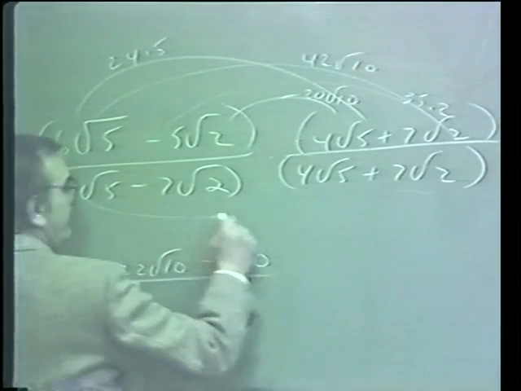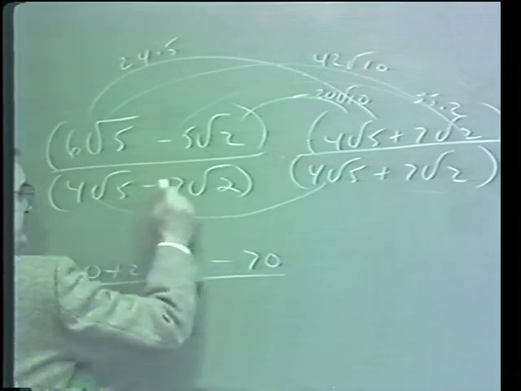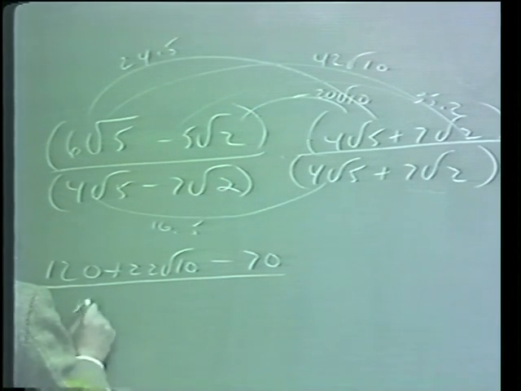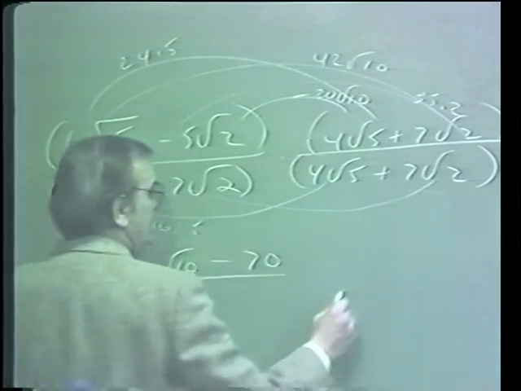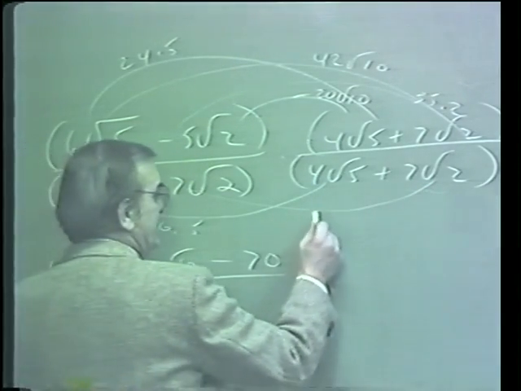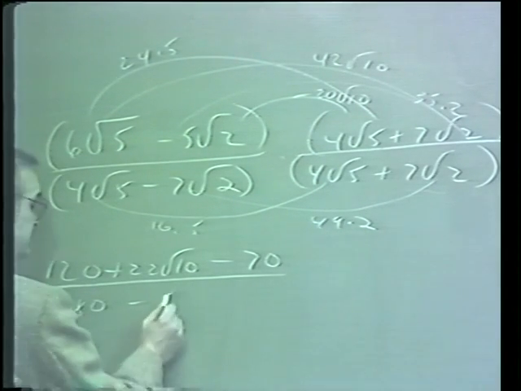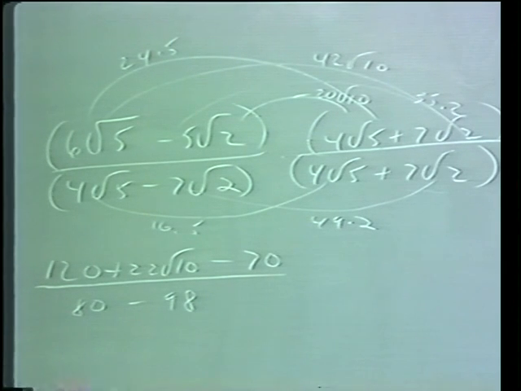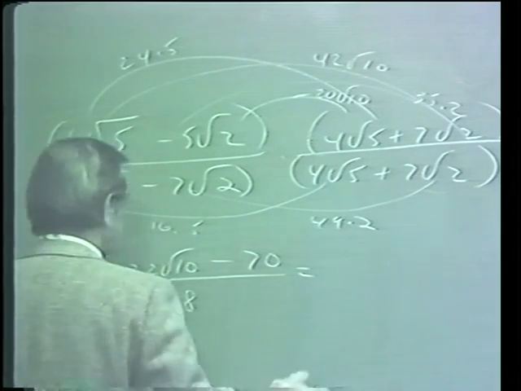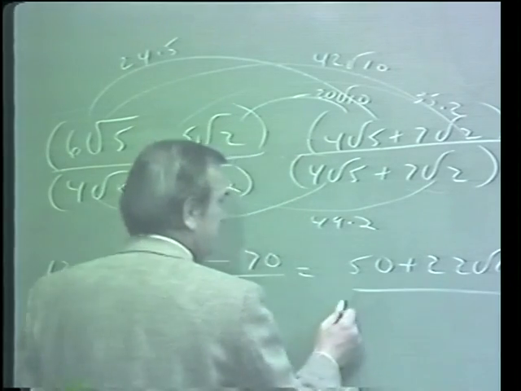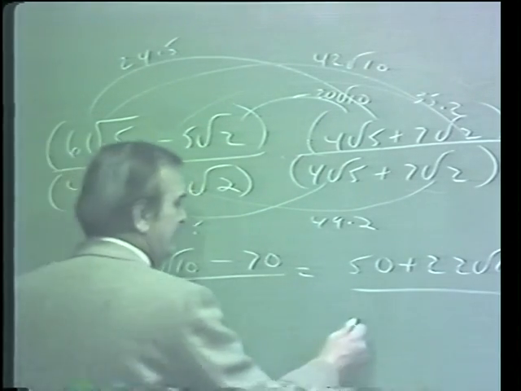Denominator. 4 times 4 is 16. Square root of 5 times square root of 5 is 5. So we have 16 times 5, which is 80. Multiplying the last, we have a negative. 7 times 7 is 49, times 2 is 98. And so there's our numerator, our denominator. Now, if we combine like terms here, for the numerator, we have 50 plus 22 square roots of 10 over a negative 18.